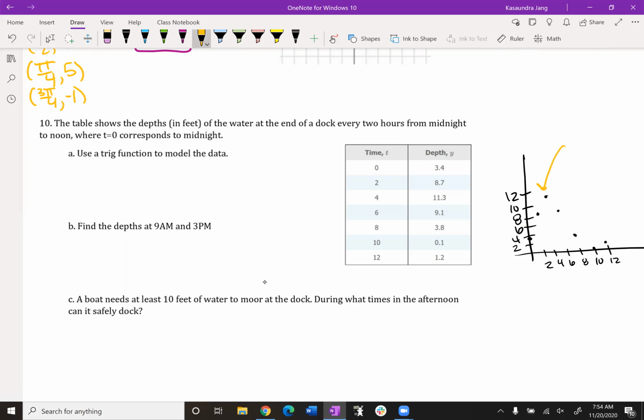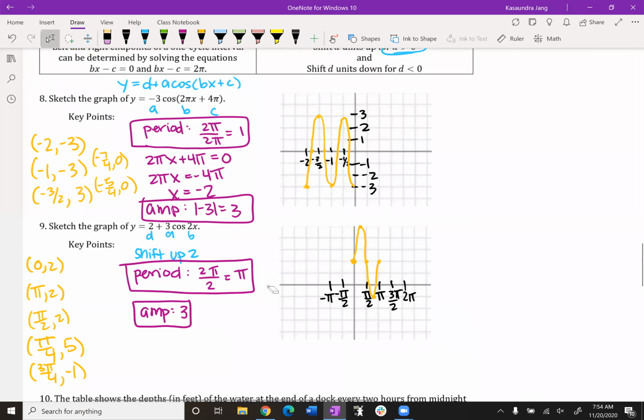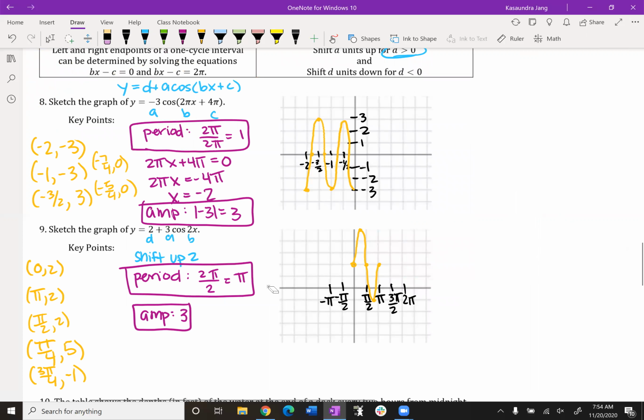All right, so it says use a trig function. It didn't even tell you, I just chose cosine. So I'm going to write the parent function, kind of what we did up here, this parent function.